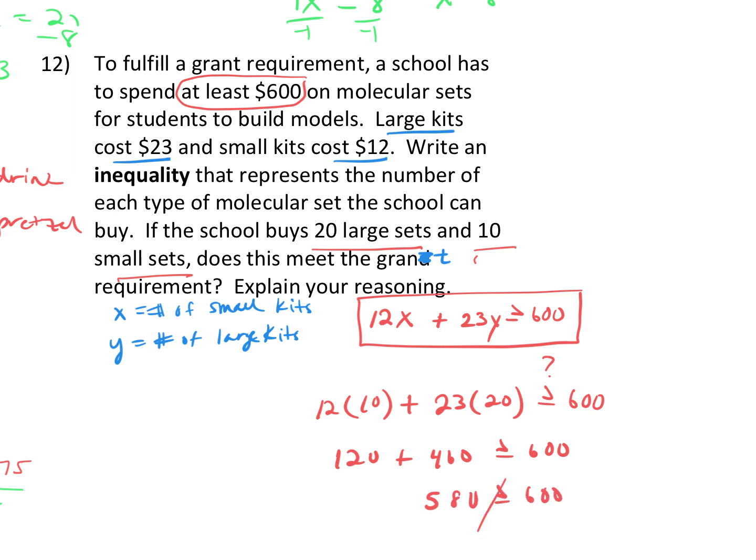No, it's not. So, can the school buy 20 large sets and 10 small sets? No. We just plugged in those numbers to the inequality we came up with, and we got a false statement. So that means that is not a solution. It would not be shaded if we were to graph these. All right, done. This was a long side, wow, but we made it.